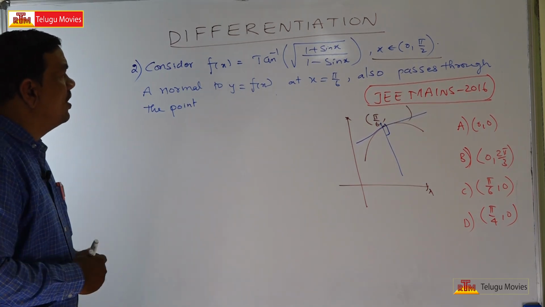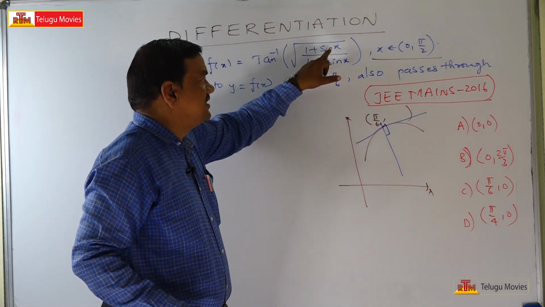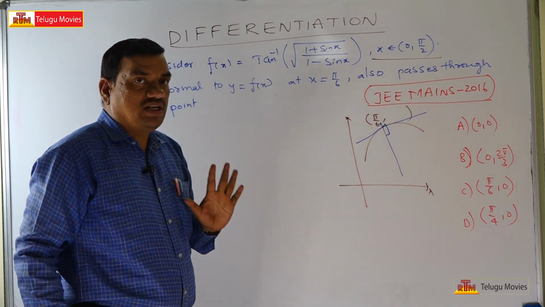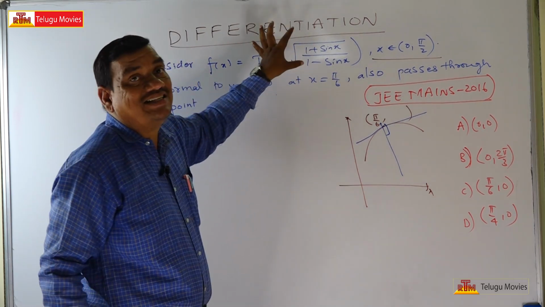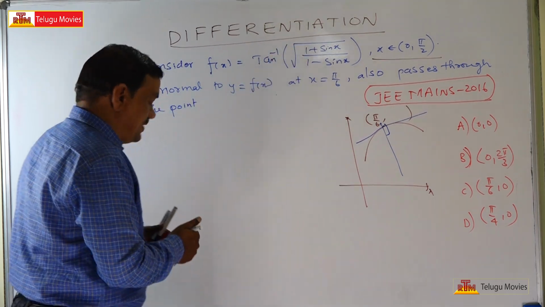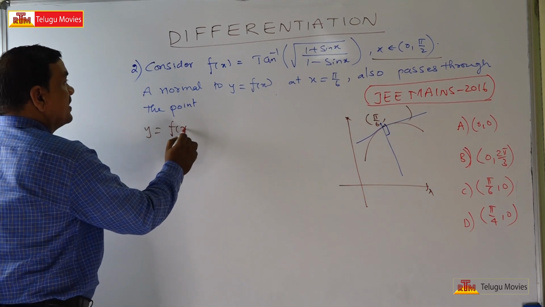So first of all, let us simplify. You may ask this doubt, sir, we can substitute pi by 6, sin pi by 6, so that we can get the y value. Yes, we can substitute. But first of all, you simplify this expression. What is that expression? What is that equation? y is equal to f of x.